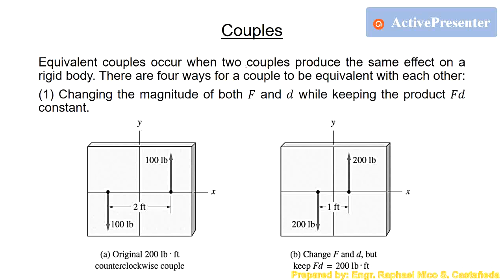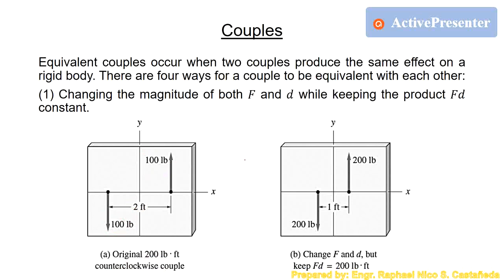So there are four ways for a couple to be equivalent to each other. The four ways can be combined with each other in any manner, as long as we follow the rules on how equivalent couples are presented. The first one is changing the magnitude of both F and D while keeping the product FD constant. As you can see in the first figure, we have a pair of 100-pound forces that are 2 feet apart, making a 200-pound-foot counterclockwise couple.